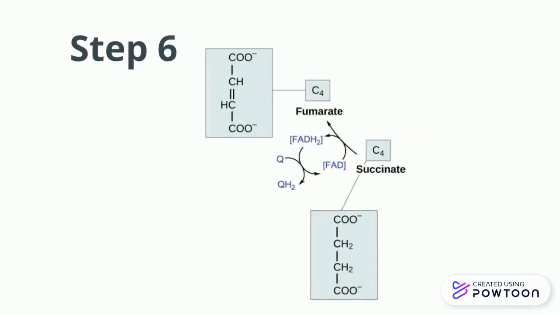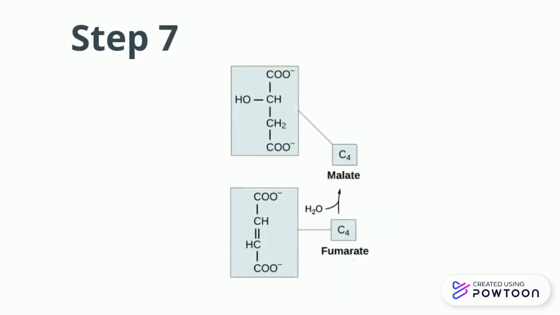Step 6 is oxidation. When 2 hydrogen atoms is transferred to FAD, succinate is oxidized to fumarate. FAD is reduced to FADH. Step 7 is addition of water. Addition of water molecule rearranges bonds in the substrate. Fumarate is converted to malate.